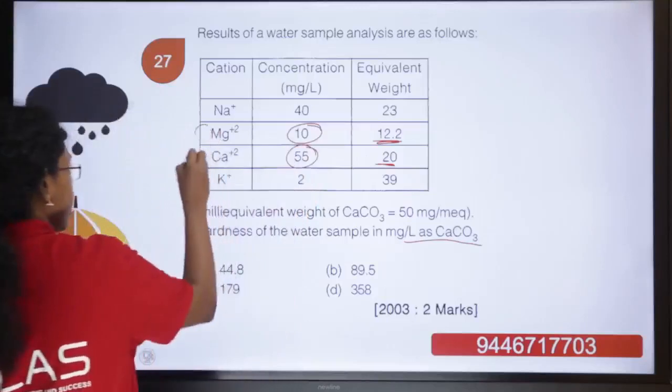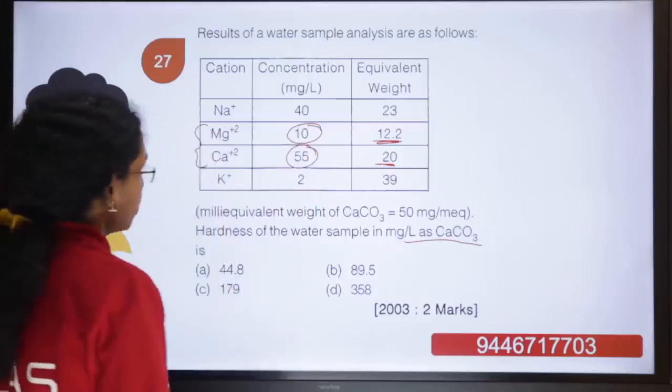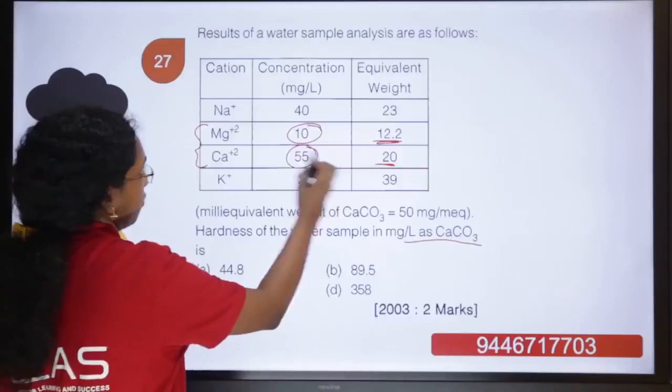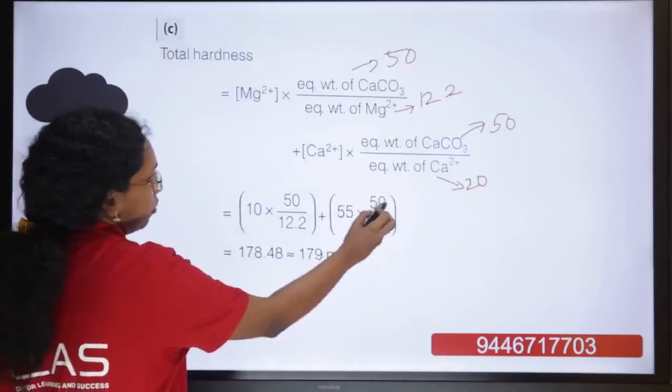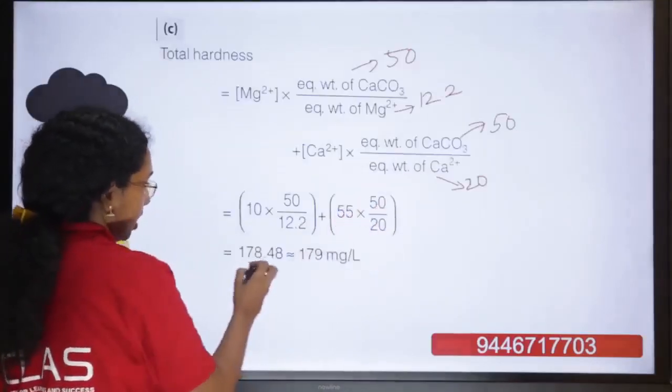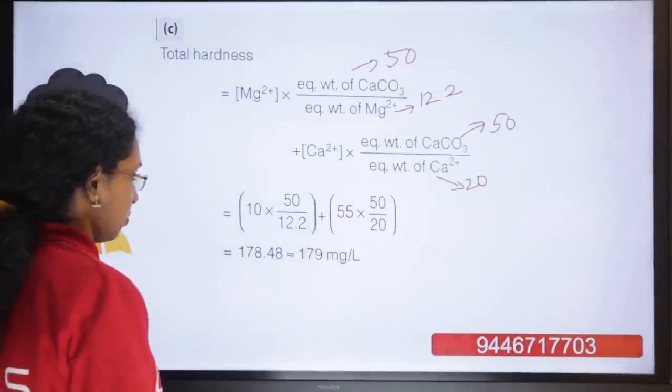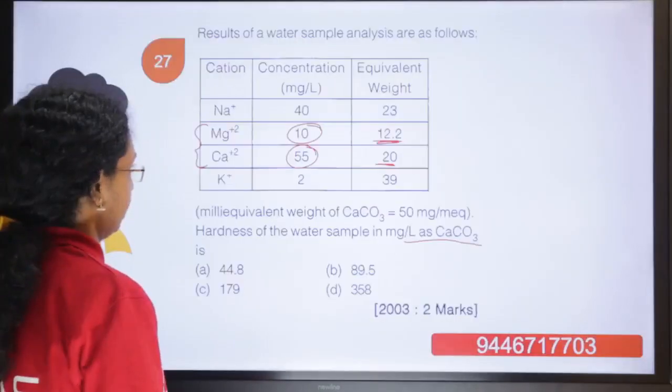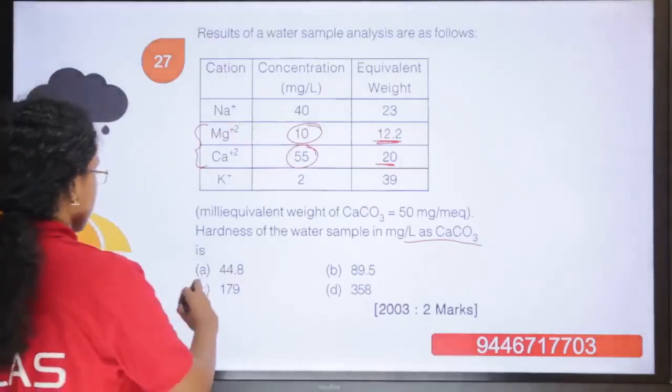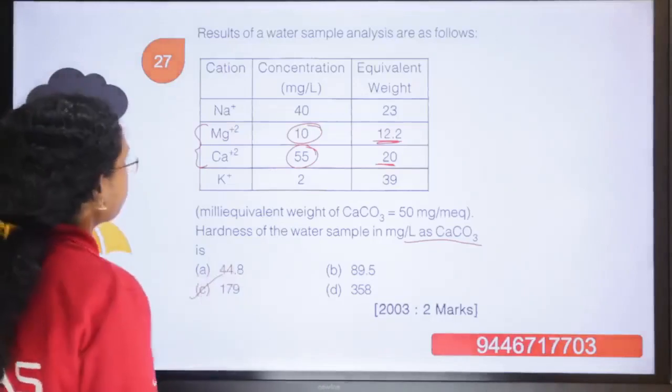So magnesium and calcium are the hardness causing ions. So for calcium that is 55 into 50 divided by 20. You will get the answer as 178.48, which is approximately taken as 179. So option C is the answer.